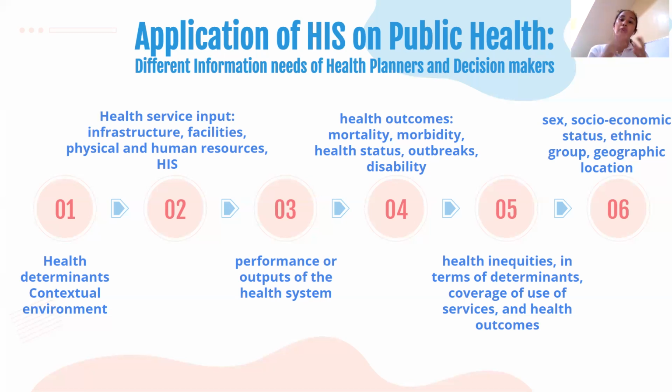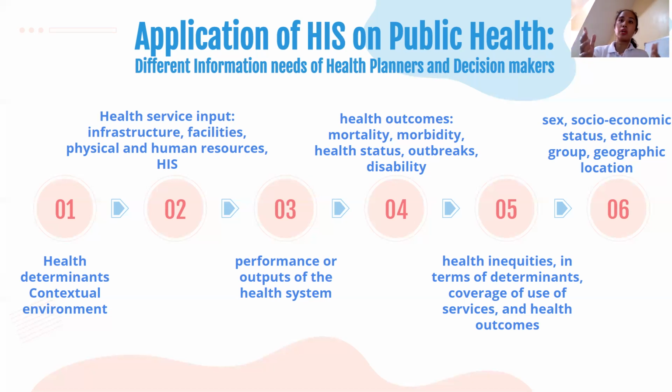Number 3, performance or outputs of the health system. Class, we need to monitor and evaluate how the health system is going. So we need indicators, class. Next time we will discuss indicators. These are the things that we monitor to assess if the health system is doing its performance, to measure the rate of implementation.